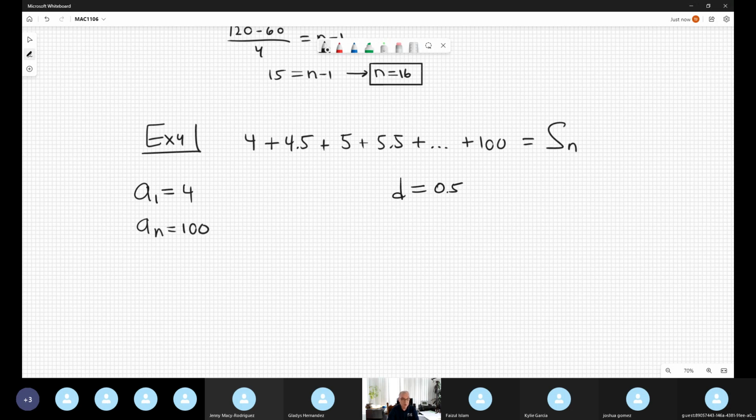Okay? The first is A4. This is A1. This is A2. This is A3. This is A4. And this is A, I don't know what specific these numbers are. Again, we need to find n. To find n, we use one more time that formula.